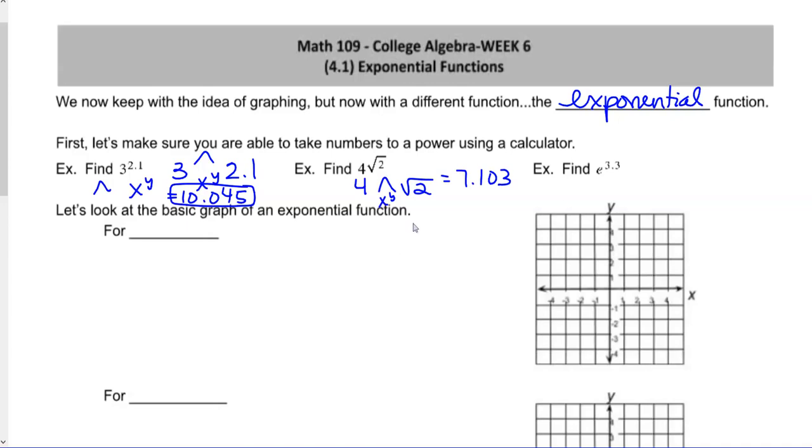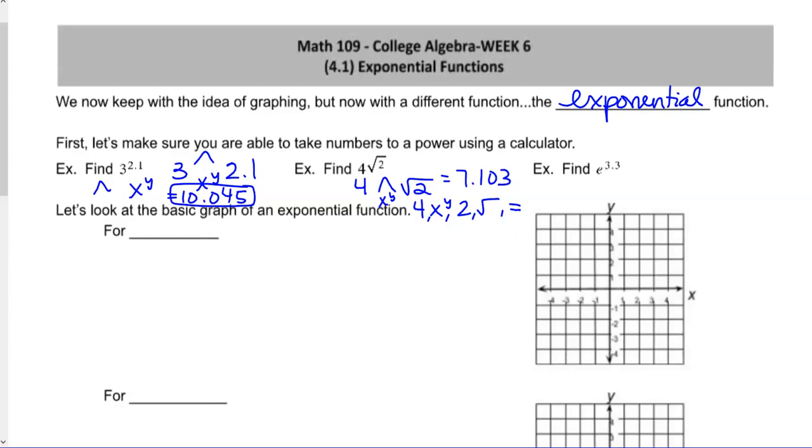So here is what I typed. 4, x to the y, then I did 2, square root, and equals. Those are the steps that you're going to have to take if you're using probably a one-line calculator. The two-line ones obviously are a lot different, okay?